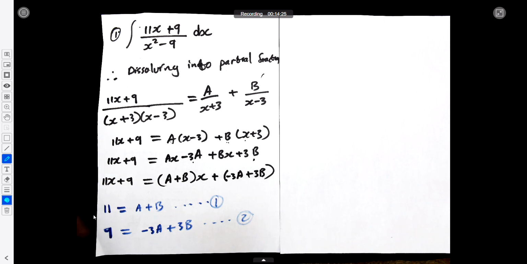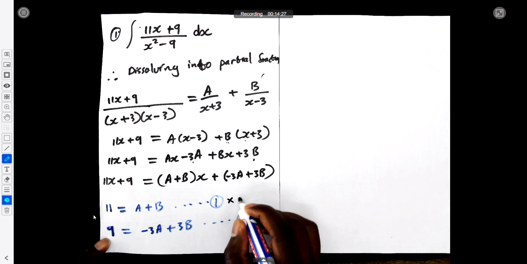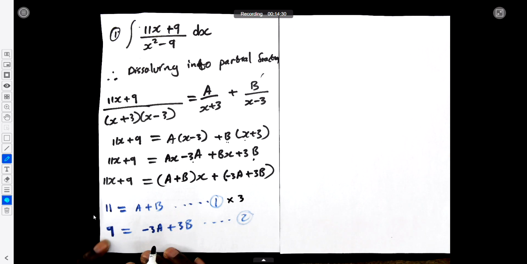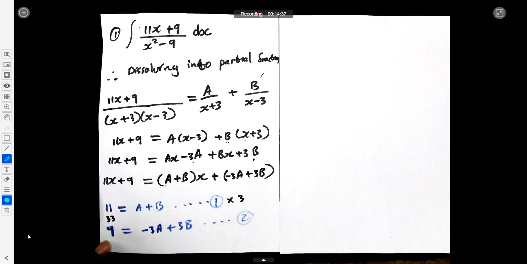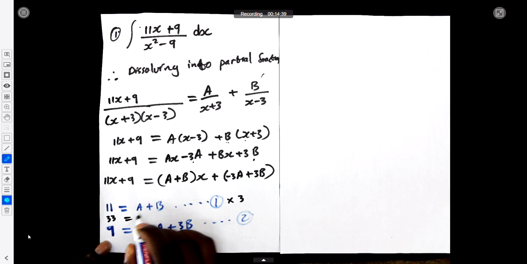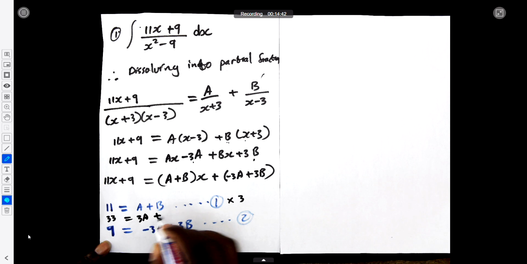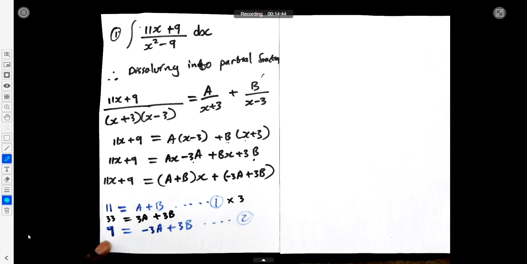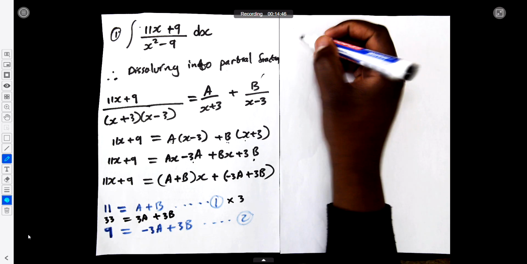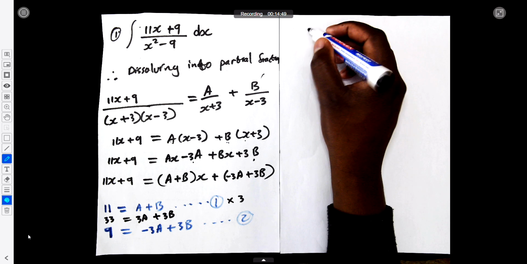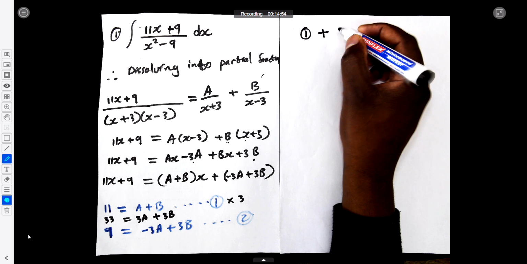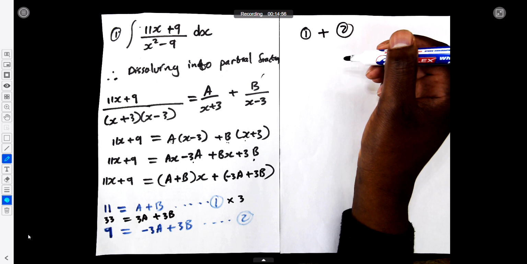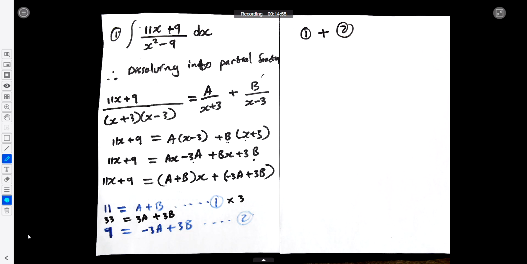So what we're going to do, we're going to say that if we multiply equation 1 by 3, what are we going to get? Multiply 11 by 3, what do we have? 33. And multiply a by 3, 3a, and we'll have plus 3b. Then in the second step, we're going to add equation 1 plus equation 2.